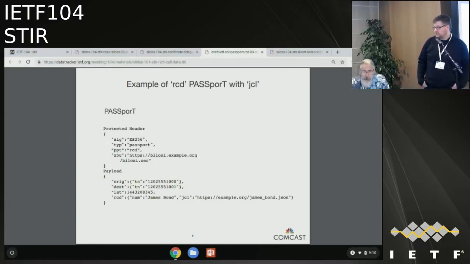I think it's pretty straightforward. It's required to be HTTPS, obviously. Next page.